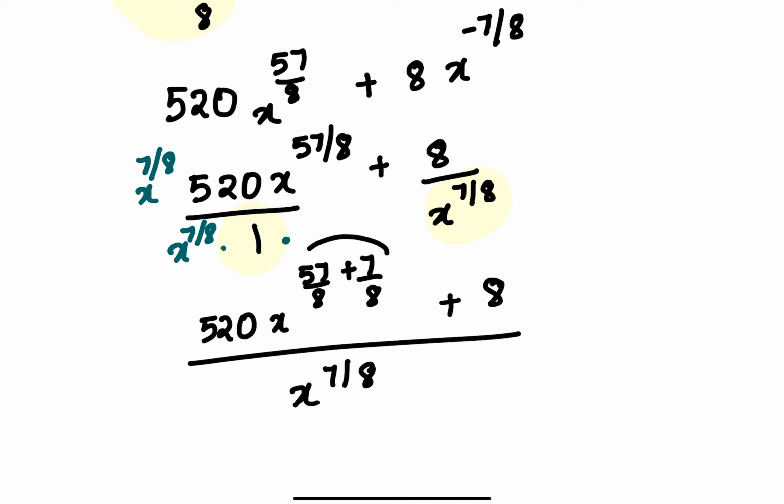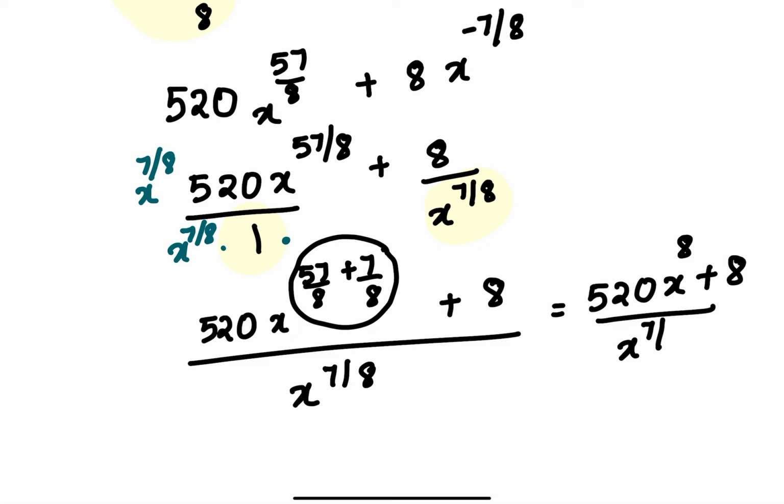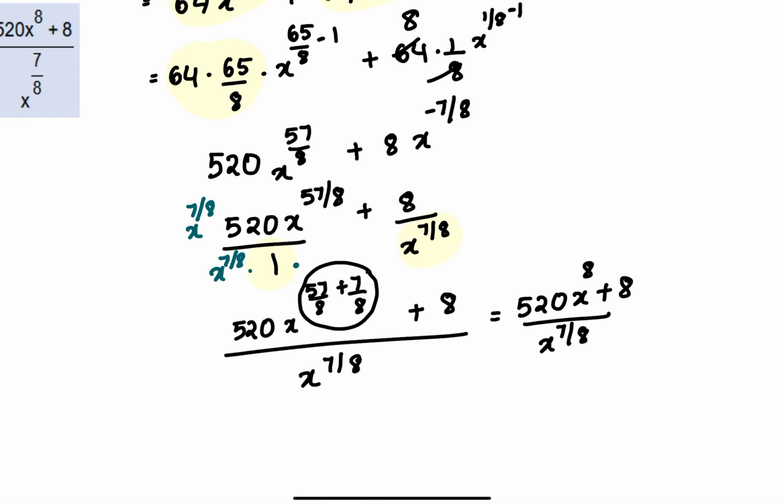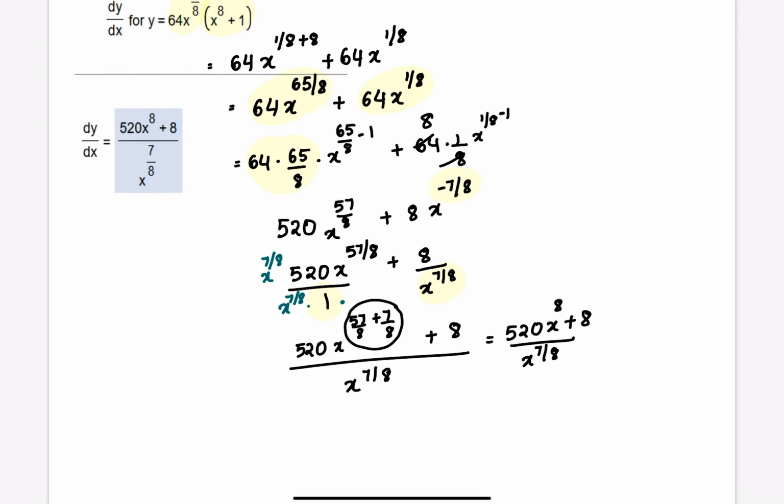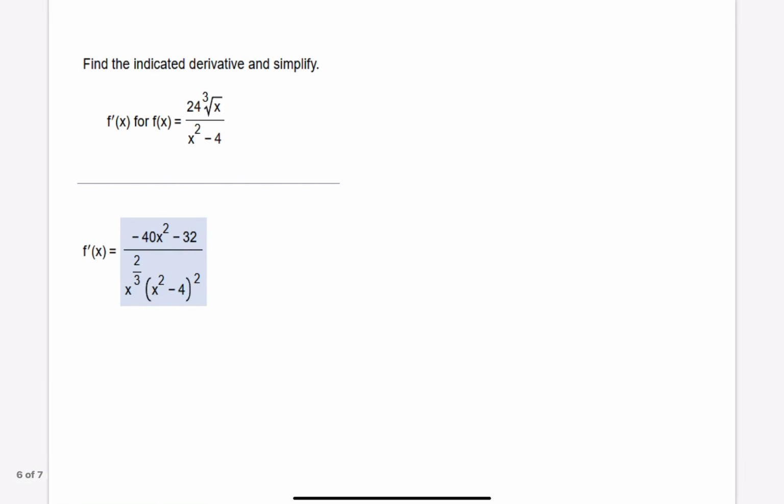Now if I recap, 57 plus 7 is 64. 64 over 8 is 8. So I end up with 520 x to the power 8 plus 8 over x to the power 7 over 8. Final answer. So the trick here is to not have any negative powers. So you bring it down, find the common denominator, simplify it further as needed. Again, pause, retrack if you have any questions, and then move on to the next one.